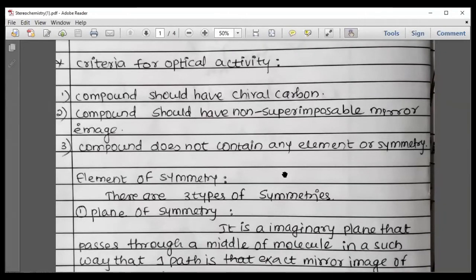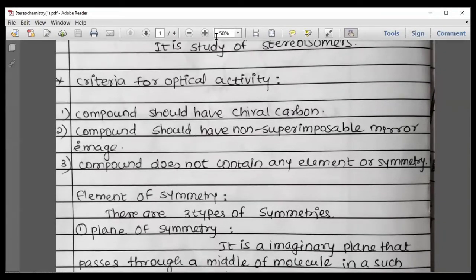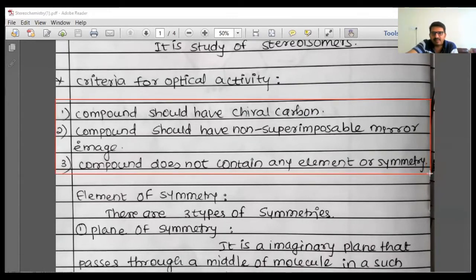First of all, what is the criteria for optical activity, or when can we say a particular compound is optically active or not? There are three criteria. What are these? The compound should have a chiral carbon. That is the first criterion. The second criterion is that the compound should have a non-superimposable mirror image. And the third one is that the compound does not contain any element of symmetry. So there are three criteria.